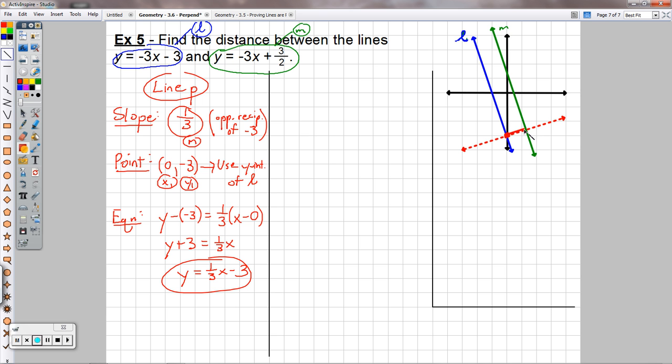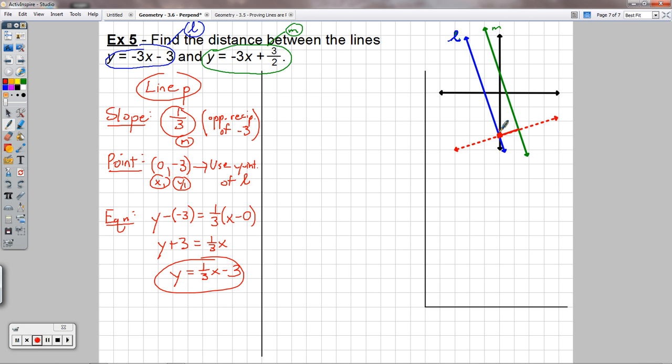And then from here to here, this is really what I'm looking for. This is what I want to know. What is the length of that particular segment right there? What is the length of that perpendicular segment connecting those two parallel lines? So I'm looking for this distance from here to here.